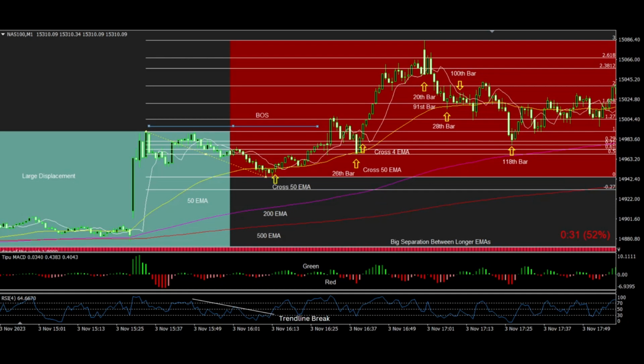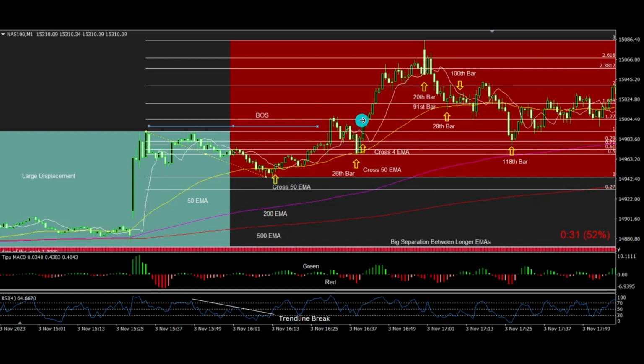You use the number of candles price has moved, and you use the Fibonacci extensions to tell you where it will move. If price has not reached an important Fibonacci level, like the 1.27, the 1.618, the 2, the 2.3812, or the 2.618, then we know that price will most likely continue to reach that if it has not reached its 20th bar.